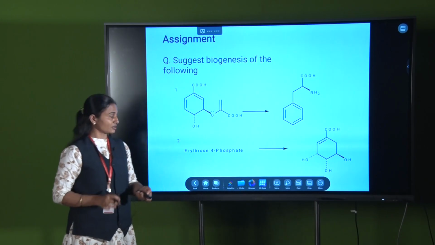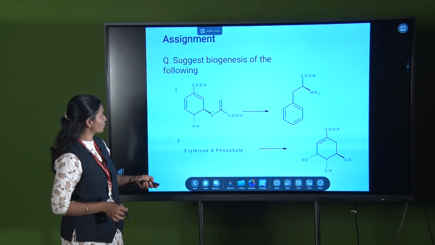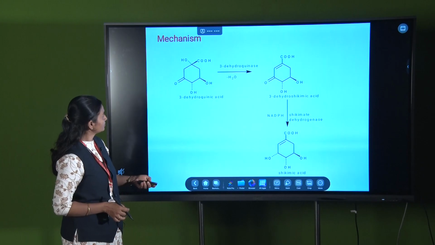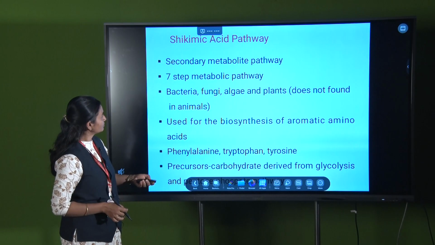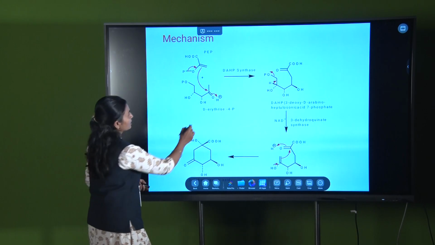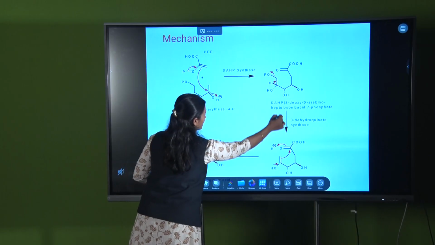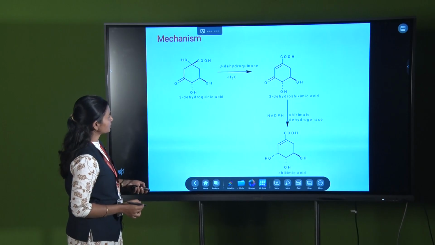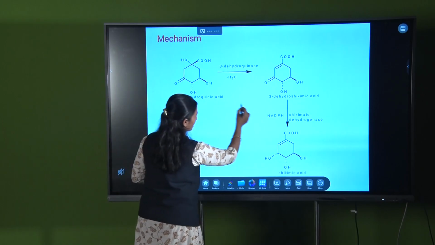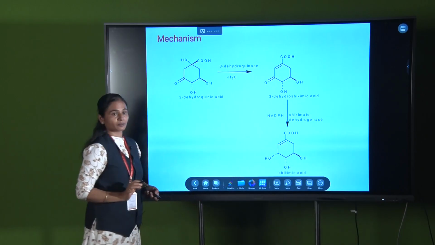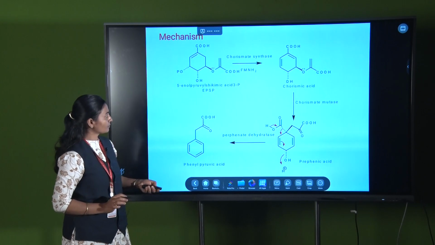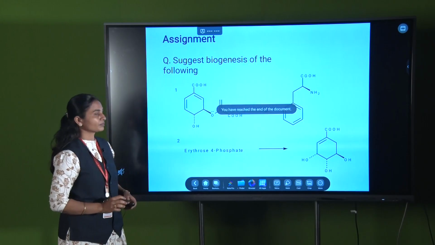What is shikimic acid? We have seen erythrose 4-phosphate. This is erythrose 4-phosphate, and with this journey, these steps, we have seen how shikimic acid is synthesized biochemically. So, this is the assignment. Thank you.